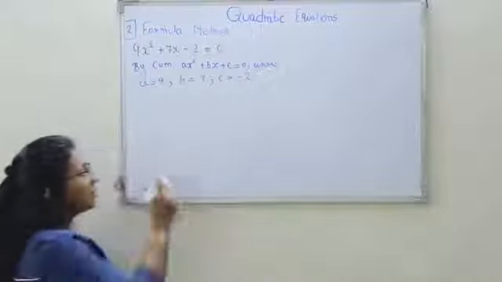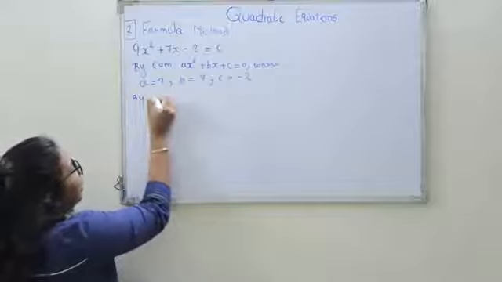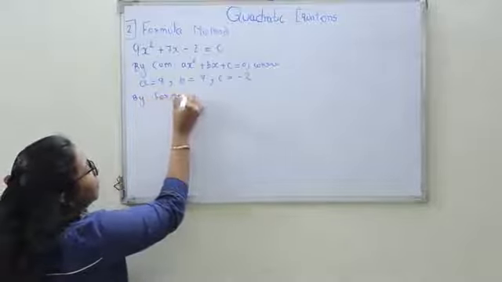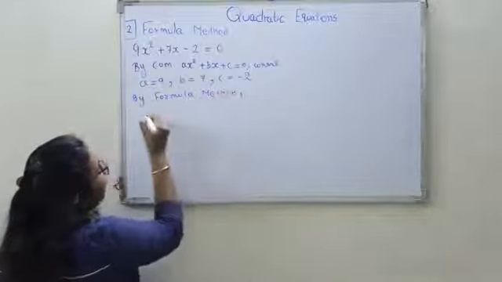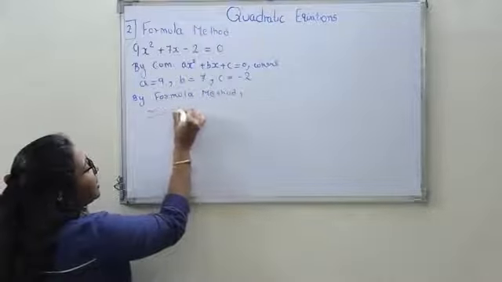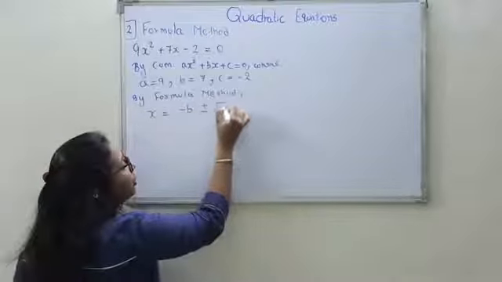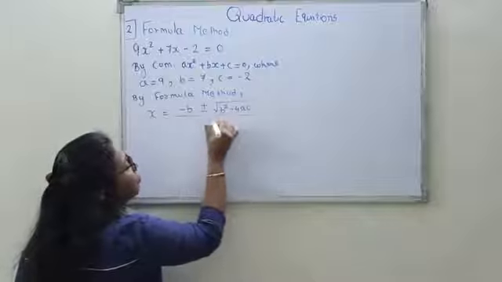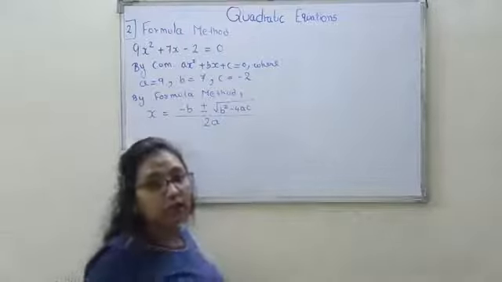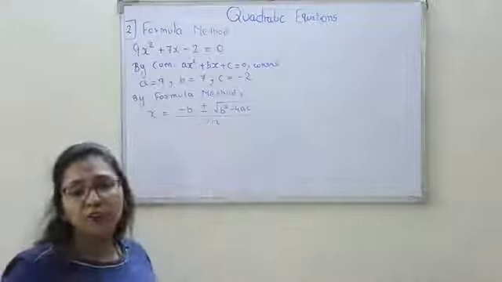Children, you have to learn this formula by heart. Before you write, you have to write "by formula method". This is a part of presentation. So by formula method, you have to apply the formula. x is equal to minus b plus minus root b square minus 4ac, the whole upon 2a. You have to learn this formula by heart. Now, you have to substitute all the values here.